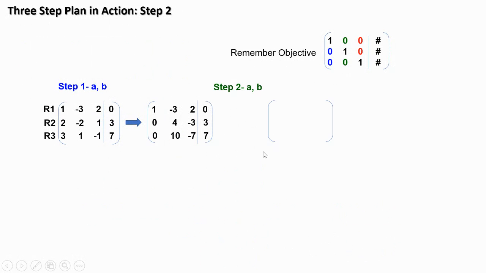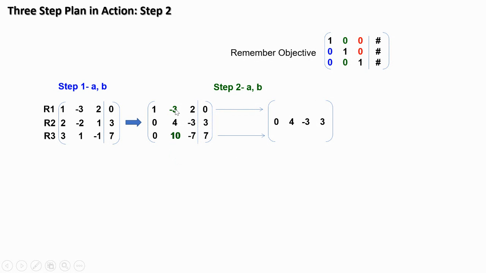So I'm going to keep row 2. Again, when we use step 1, we keep row 1. When we use step 2, we keep row 2. Now the negative 3 has to be a 0, so row 1 has to change. And also the 10 must be a 0, so row 3 has got to change, because we want these to both be zeros, as you see here in the objective, the zeros in green.